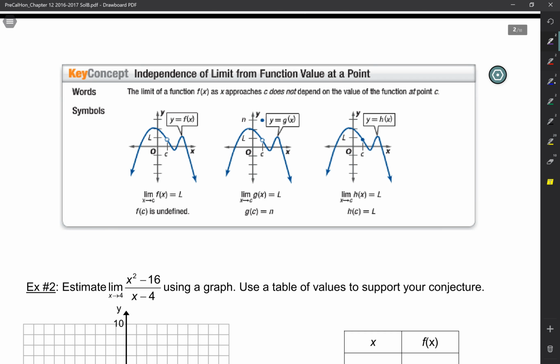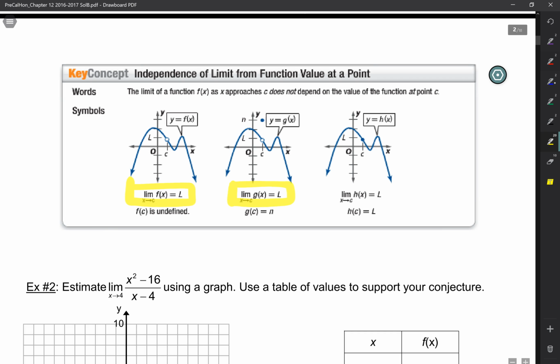Okay, what about for g of x? As I approach c, does it look like it's going to the same point? Yes, so the limit for that one is equal to L as well. Okay, what about for here? As I approach c, does it look like the graph is going to the same point? Yes. What is the difference between the 3 graphs? Okay, hang on, we haven't gotten there yet. Now, let's talk about what is the same between the 3 graphs. All 3 of them have a limit of L. Okay? Are we okay with this? Yeah. All three of them have a limit of L.